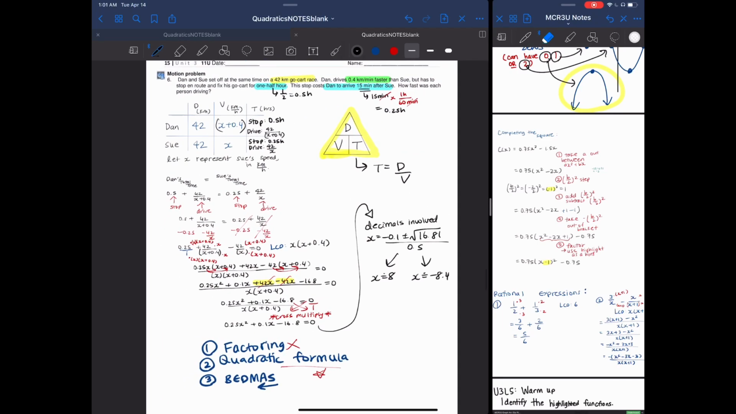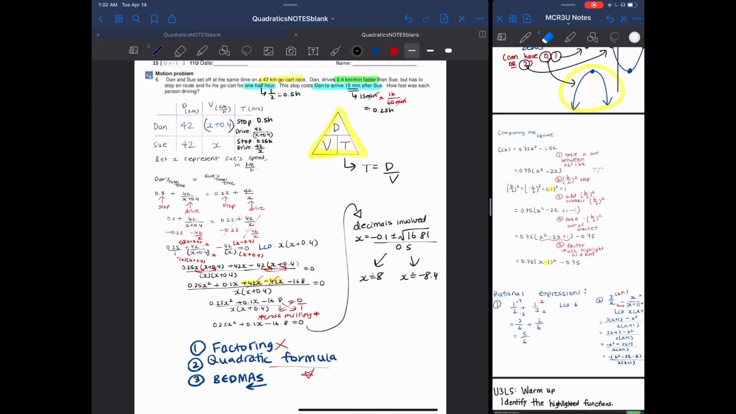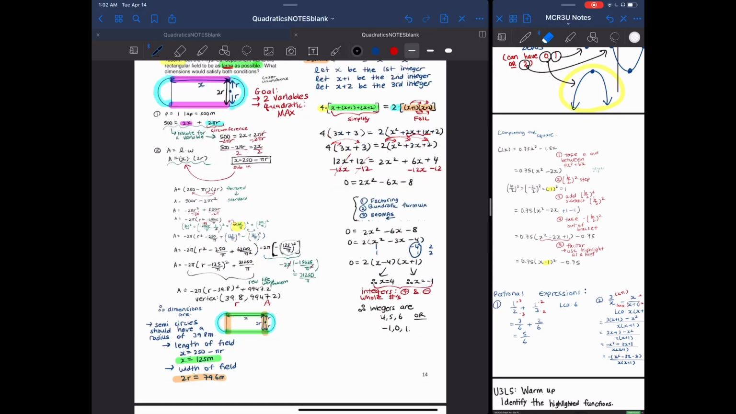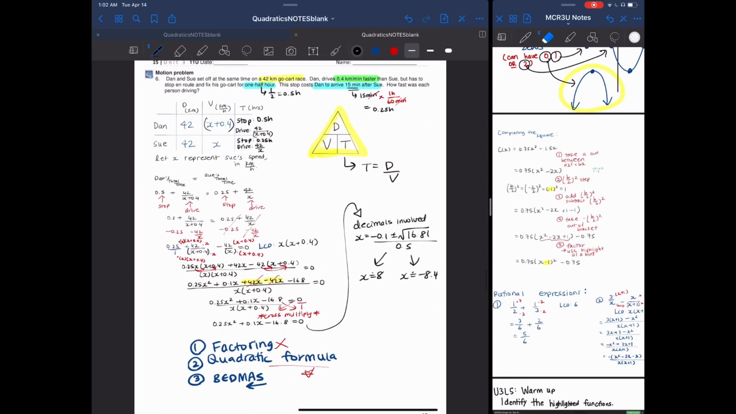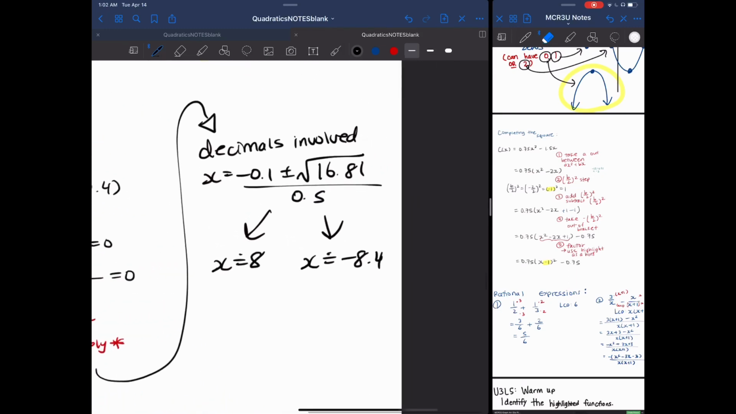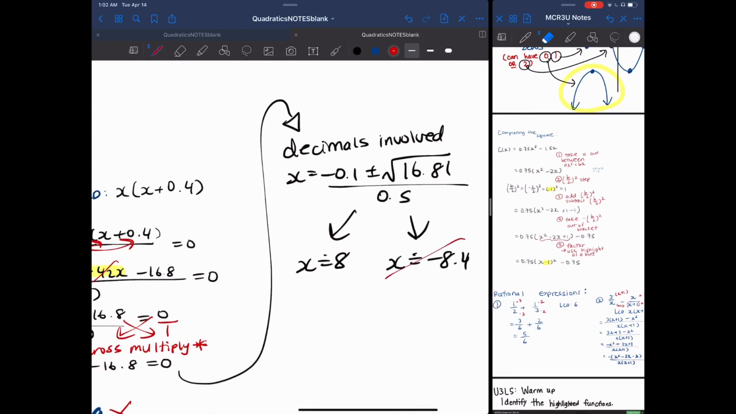Okay, so these both are answers, right? They look good. But in this case, we're not talking about positive and negative numbers, we're dealing with speed. You cannot have negative speed, right? It doesn't make sense. For any of these word problems, you need to double check and see if it makes sense. So negative speed doesn't make sense. We have to always get rid of that one, if there is one that doesn't make sense.